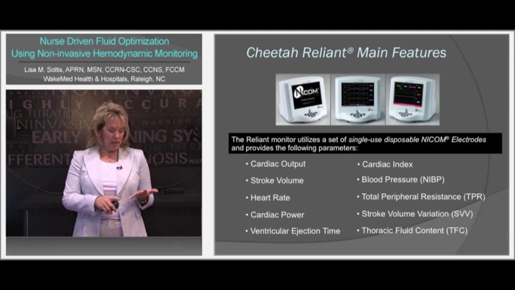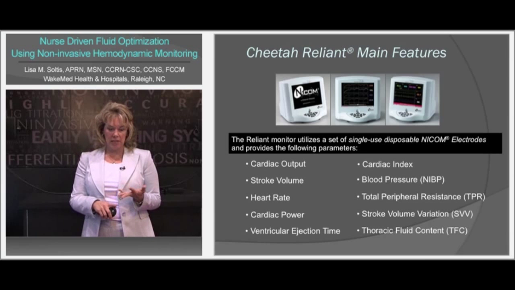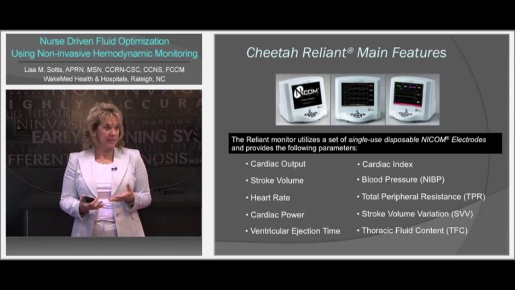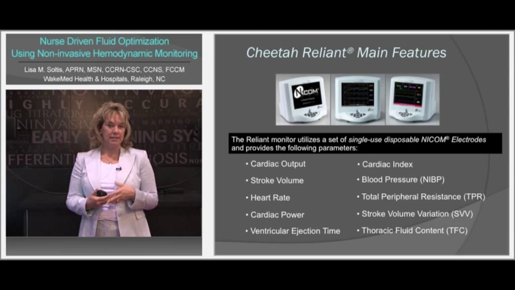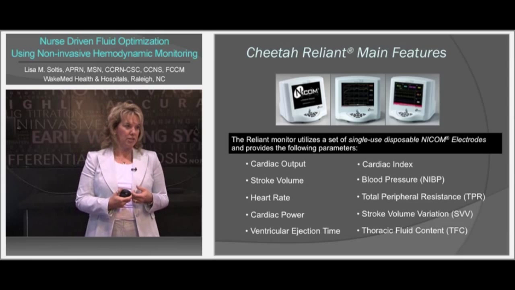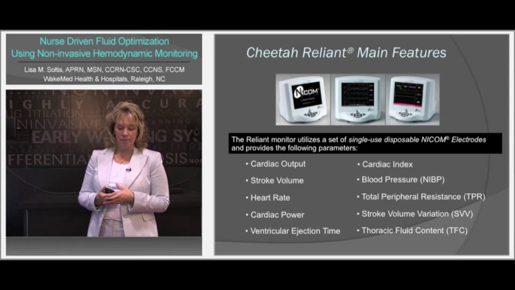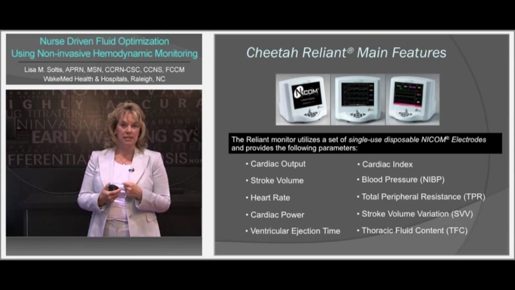It gives us our stroke volume index, and also our afterload as far as our total peripheral resistance, and the peripheral resistance indexed as well, so that we can tailor it to that patient's body size and make sure that we've got the appropriate amount of squeeze as far as the vascular tone.